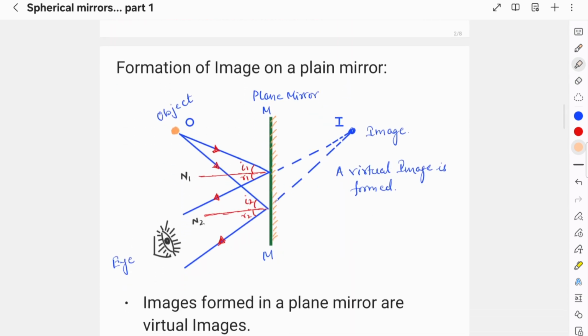Now see this diagram. This diagram gives us an idea about how an image is formed on a plane mirror. So we have the object here, and these are the incident rays. We have two incident rays here. They are striking the mirror at this point, and these are the reflected rays. Now see, these reflected rays are not meeting anywhere. They are just moving away from each other. But when they are extended backwards, they meet at a point and an image is formed. So this image is a virtual image.